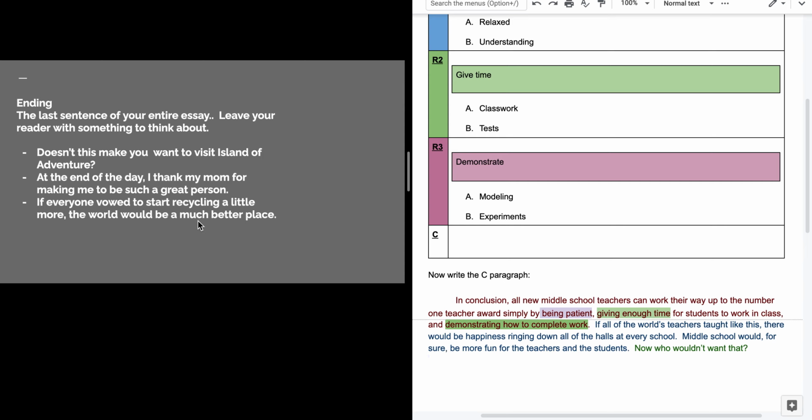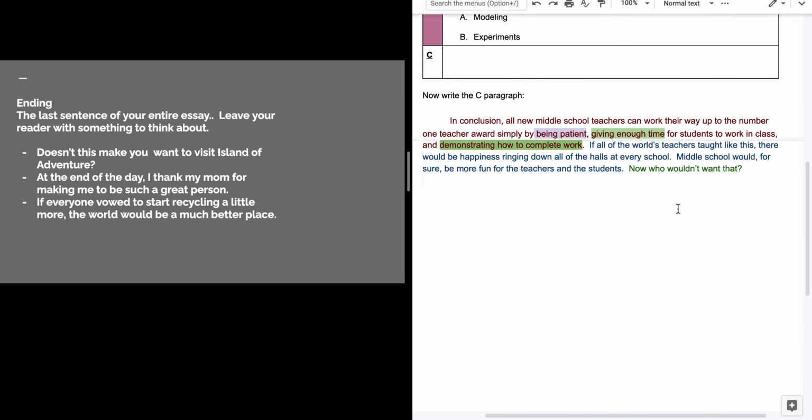So finally, my C paragraph reads like this. In conclusion, all new middle school teachers can work their way up to #1 teacher award simply by being patient, giving enough time for students to work in class, and demonstrating how to complete work. If all the world's teachers taught like this, there would be happiness ringing down all the halls at every school. Middle school would for sure be more fun for the teachers and students. Now, who wouldn't want that? That's a perfect C paragraph for the level that we're at.